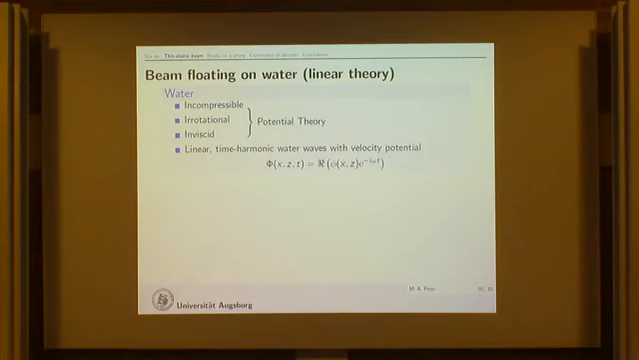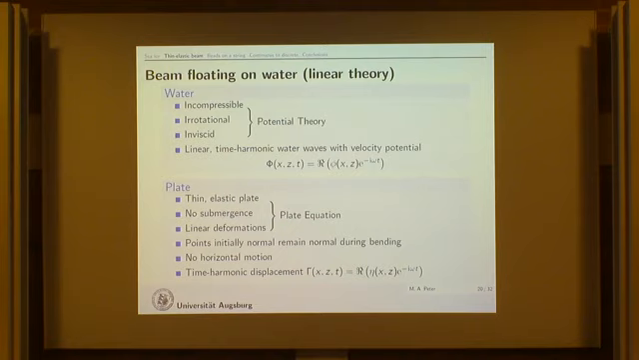What we do here is we add the water, as I've already mentioned a while ago. We use potential theory. We have now a depth coordinate, which I denote by z. The plate is exactly the same as before, so we use a thin elastic plate. We neglect submergence. It's all linear theory. Basically it's an Euler-Bernoulli beam, and it has a displacement as well, where we can factor out the time dependence. So basically it's all the same, except that I add the water in using potential theory.